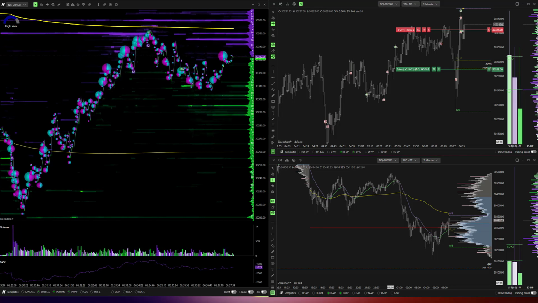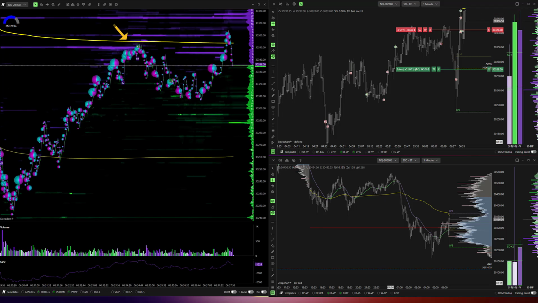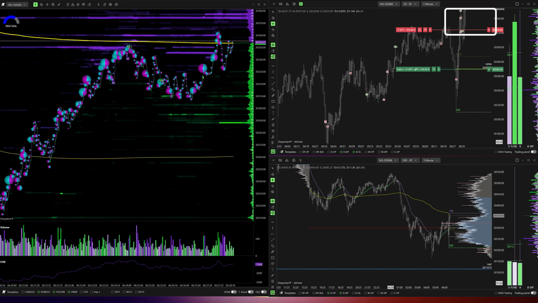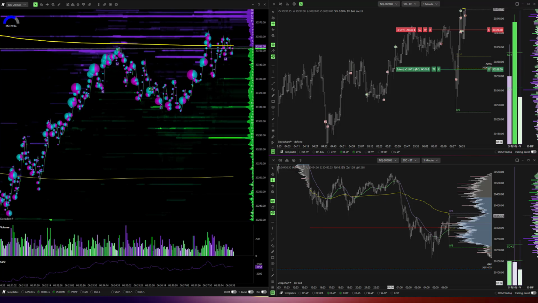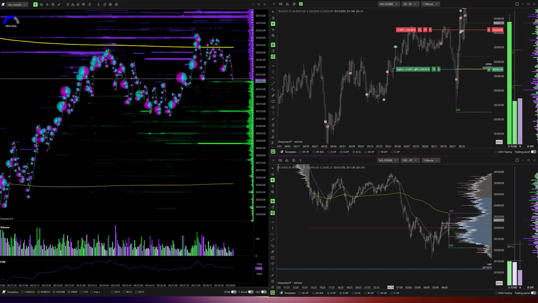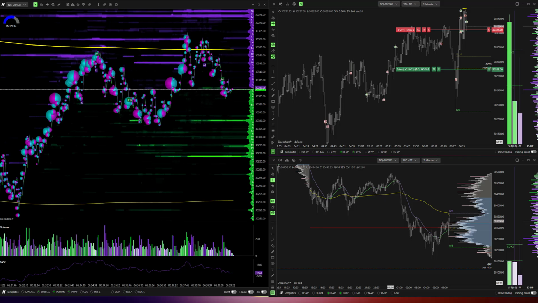As you can see, when price first touched VWAP, it was immediately rejected. We also saw several large trade prints at that level. In my view, that indicates absorption. Buyers were putting significant effort into pushing up, but there was no result.